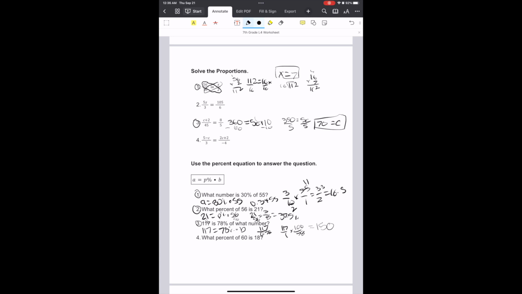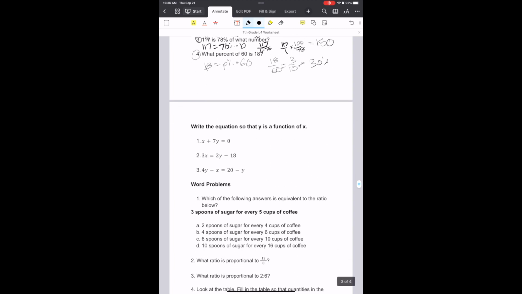Then number 4, what percent of 60 is 18? Well, that's just 18 is equal to p percent times 60. So you just do 18 over 60, which is equal to 3 over 10, which is equal to 30%.